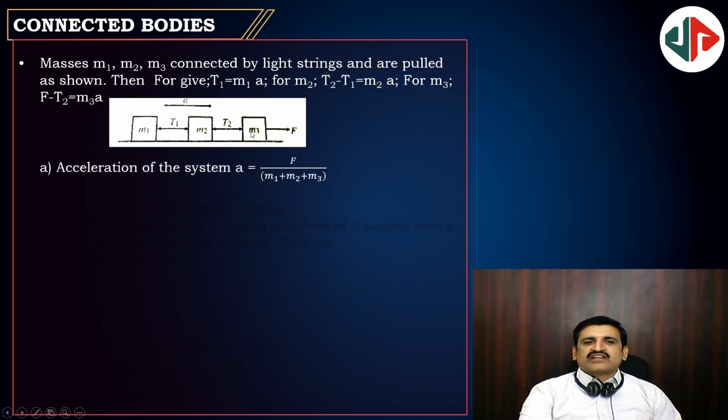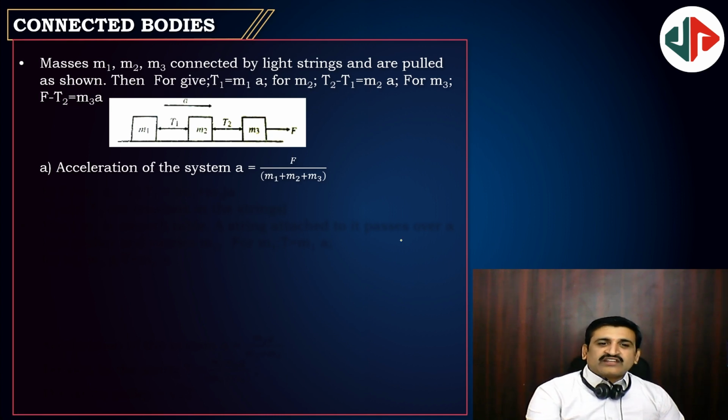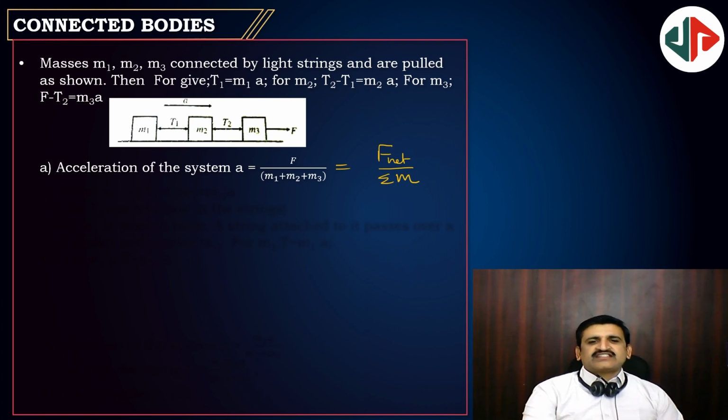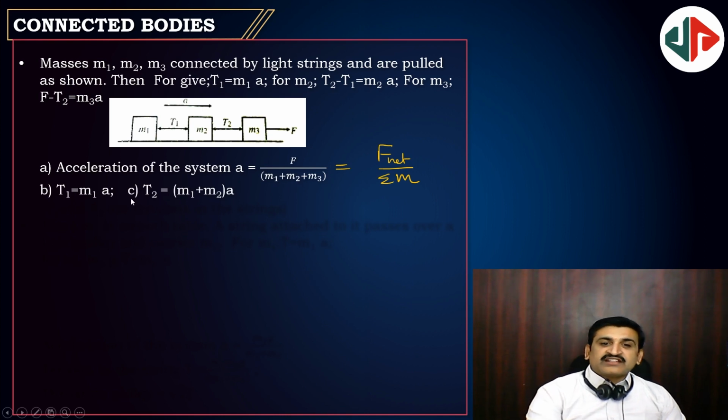Suppose three bodies are connected with two ropes and force F is applied. Then the system's acceleration is the net external force by the total mass. Newton's second law: net external force by total mass, that you need to put in your mind. Basic, right? Then you will get acceleration equal to net force by total mass. Next, tension T1 is equal to the mass to be pulled into acceleration.